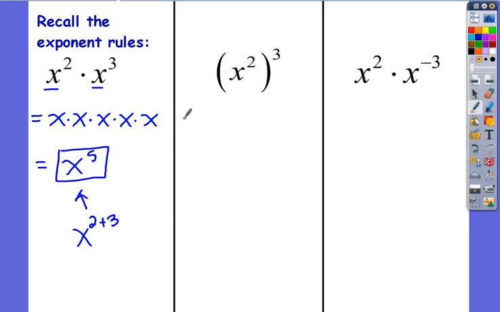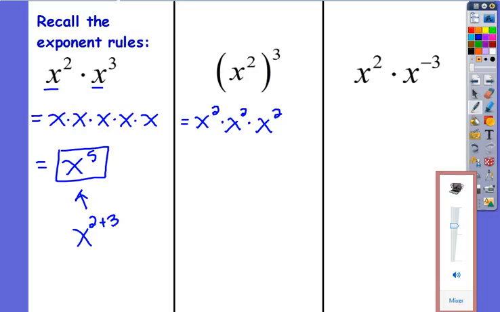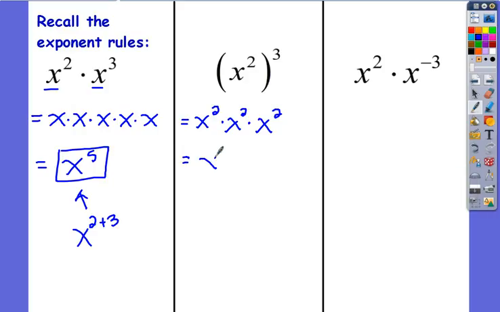Second, if I have x squared to the 3rd power, this would be equivalent to x squared times x squared times x squared. So in the end, you have 6 x's. And the rule was, if I have a power to a power, two exponents, I would just multiply those together. So to get x to the 6th, I could take 2 times 3 to get that exponent.